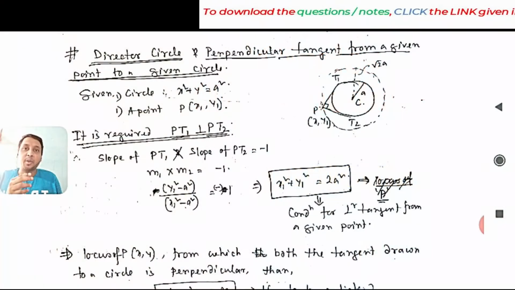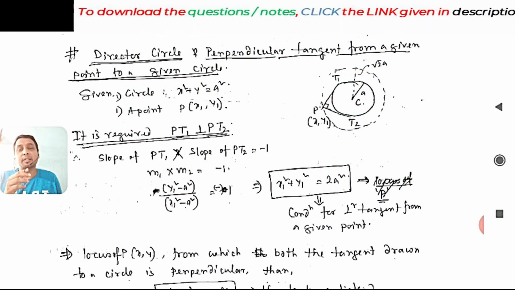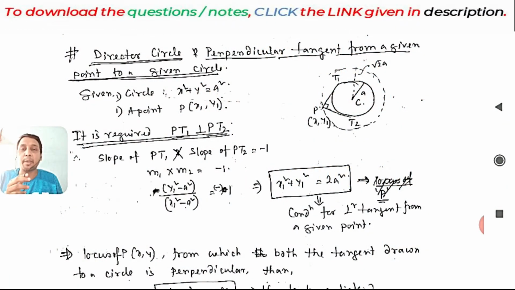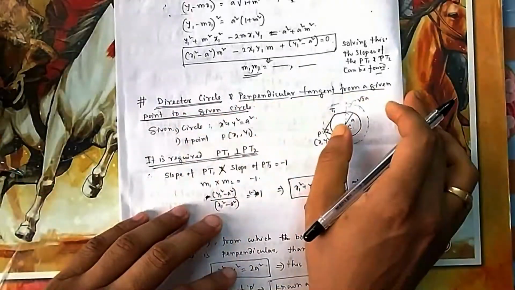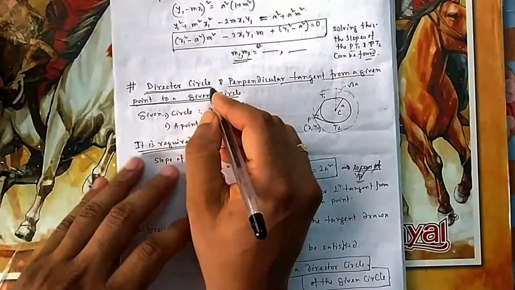Okay students, welcome all to this new lecture where we are seeing the concept of circles for JEE Main and Advanced level. So today we will see a new concept, the director circle. What is the meaning of director circle and what are perpendicular tangents? At what condition can we draw perpendicular tangents from an external point? Okay, then let's see what is a director circle, a new concept.